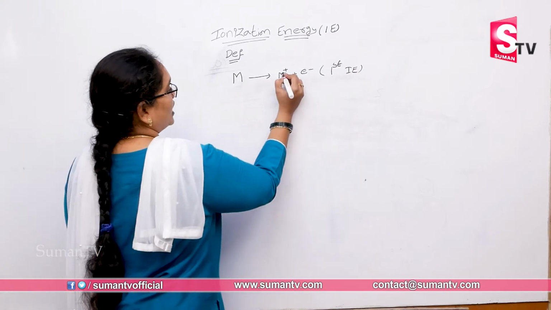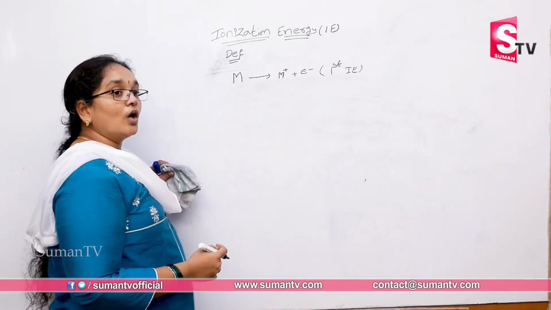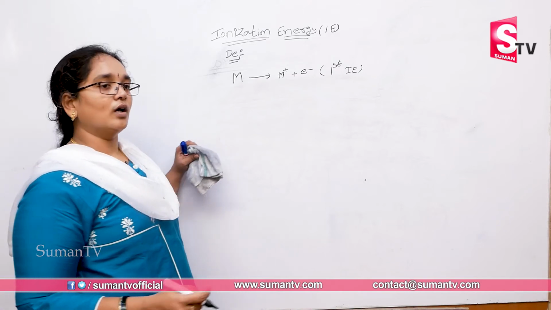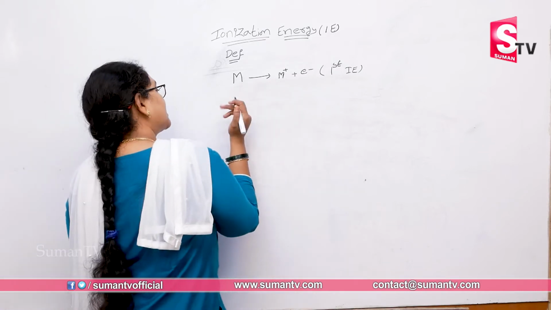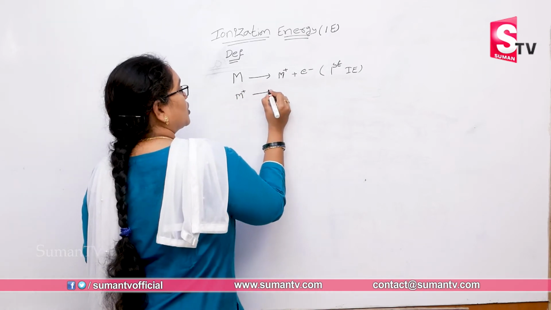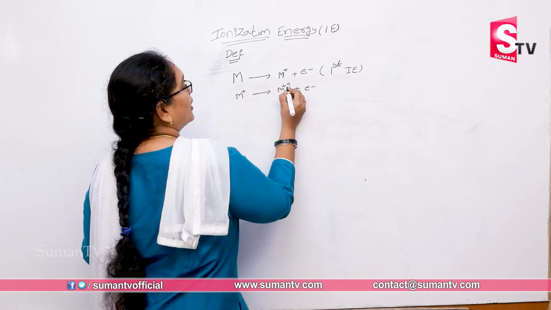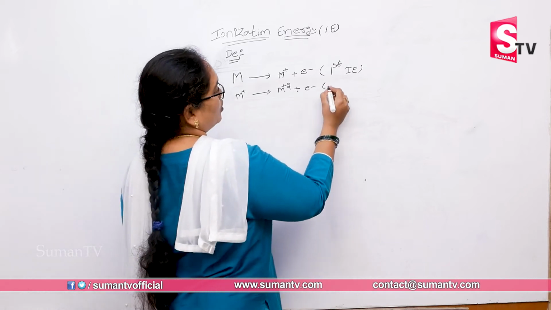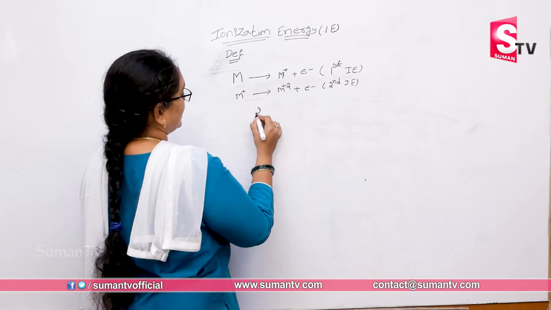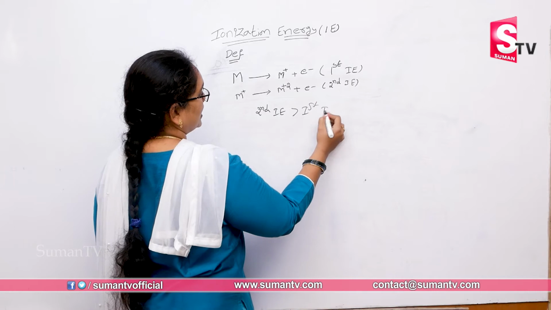By the loss of one electron, what is the resultant ion? That we call a unipositive ion. So the amount of energy required to remove the electron from the unipositive ion to form a dipositive ion, that we call the second ionization energy. Always, the second ionization energy is greater than the first ionization energy.